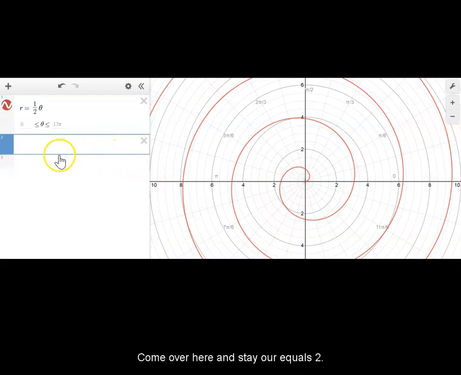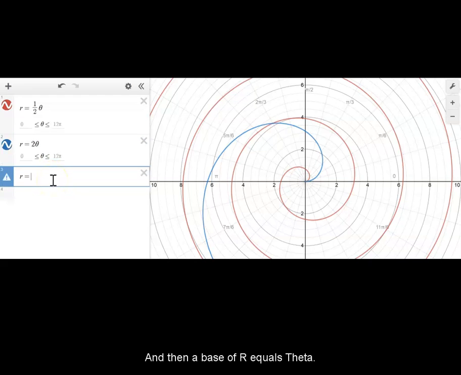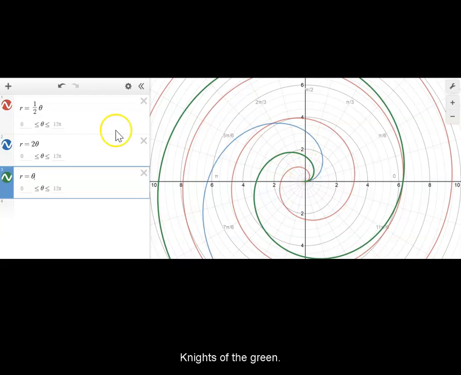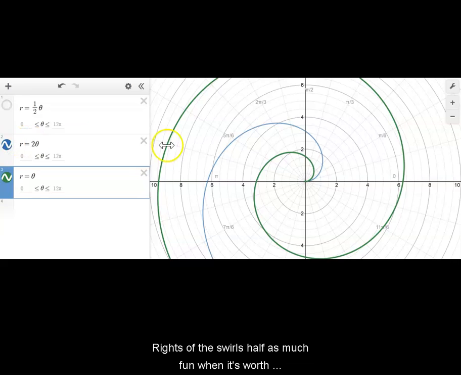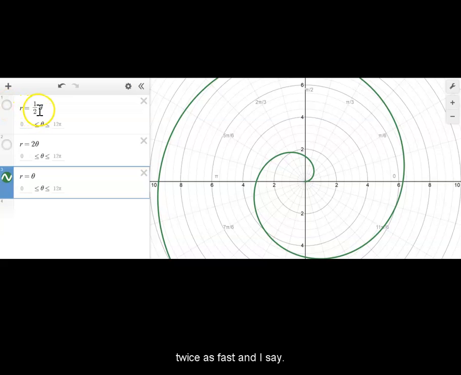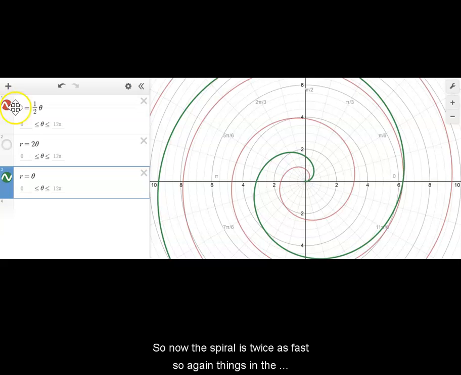And come over here and say r equals 2 theta, right? And then a base of r equals theta. So the green is a basic swirl. If I want to swirl in half the amount of time, then I do my shift, which means go half as slow, so the swirl is half as much. If I want to swirl twice as fast, then every time I have a theta, my radius is basically going to be double whatever the theta is. If I were to solve for theta, that's what this would look like. So now the spiral is twice as fast.